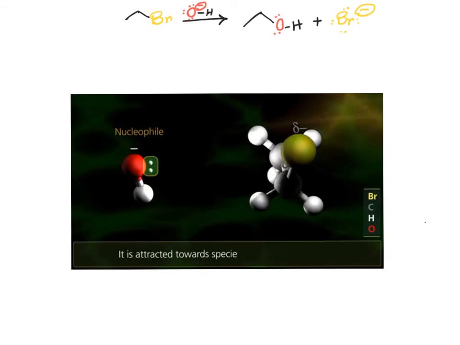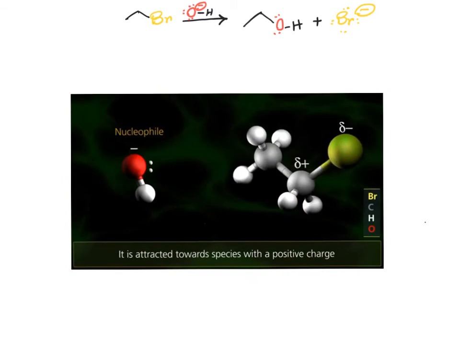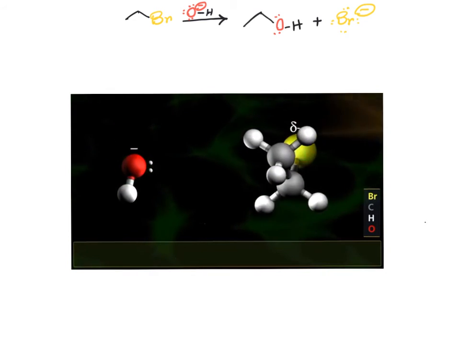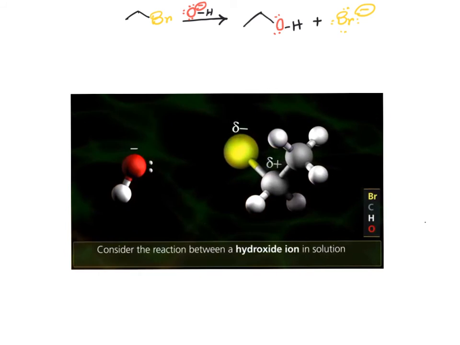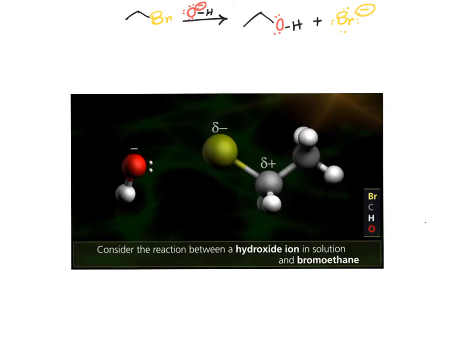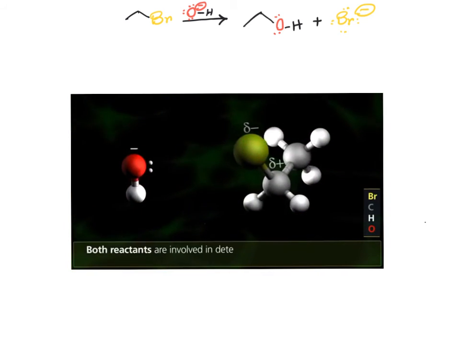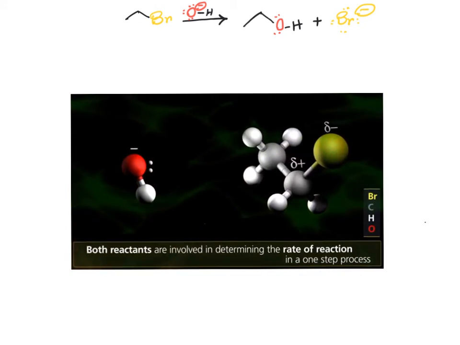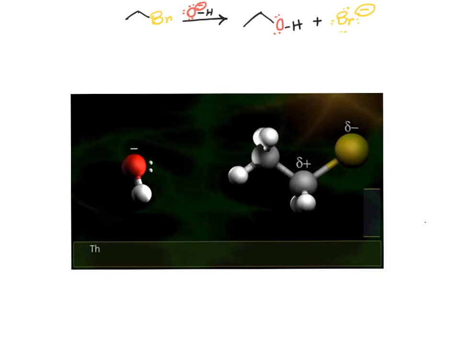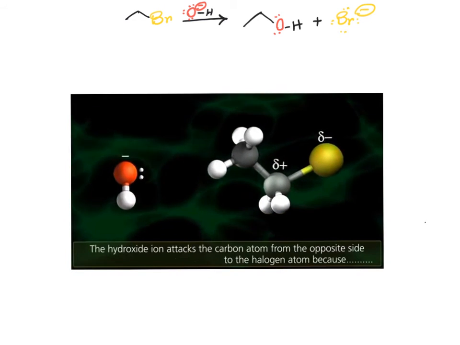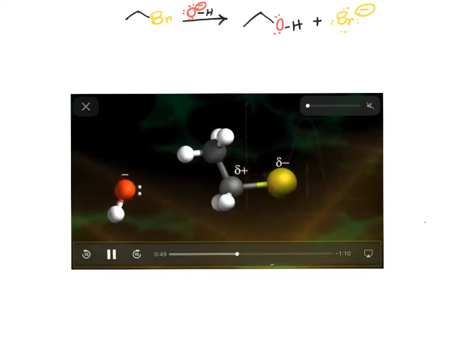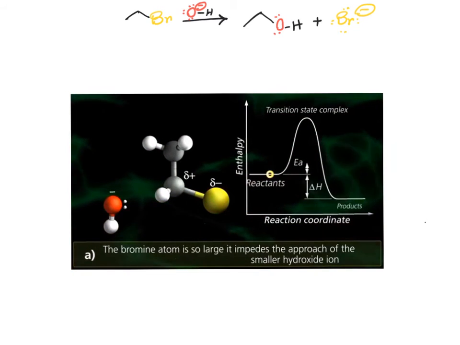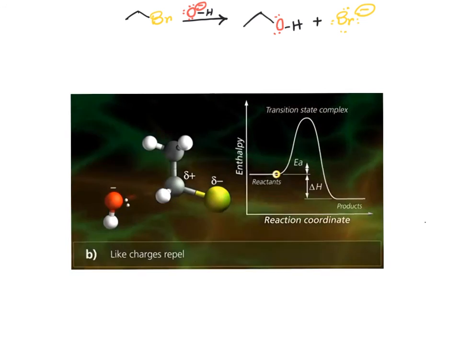Hydroxide and bromine are both electron rich. So hydroxide cannot get close to the alpha carbon from the front side where the bromine is because they repel each other. Hydroxide has to attack the alpha carbon from the back side, from the opposite side of bromine. And that's why we call SN2 reaction a backside attack.